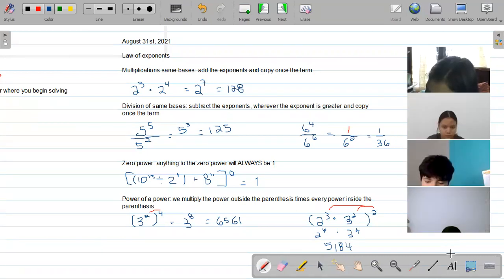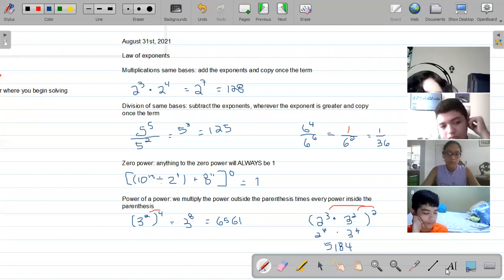So Fernando, your camera. So do you remember? Negative exponents. Exactly, negative exponents. We're missing negative exponents.